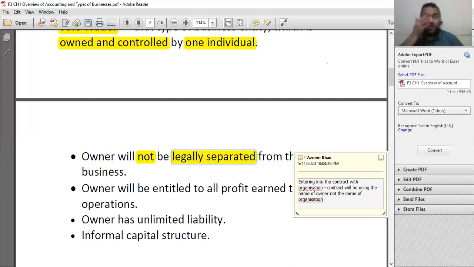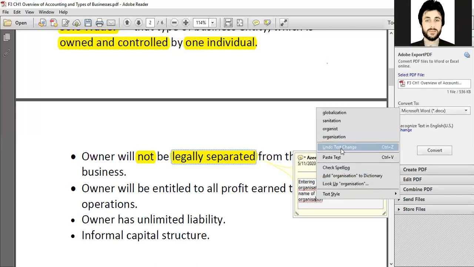So not legally separate means what? That the owner cannot enter into a contract with another party using the name of the organization. So the owner will be compelled to use his or her own name. Clear or not? Not legally separate. Clear. Right now it's clear.